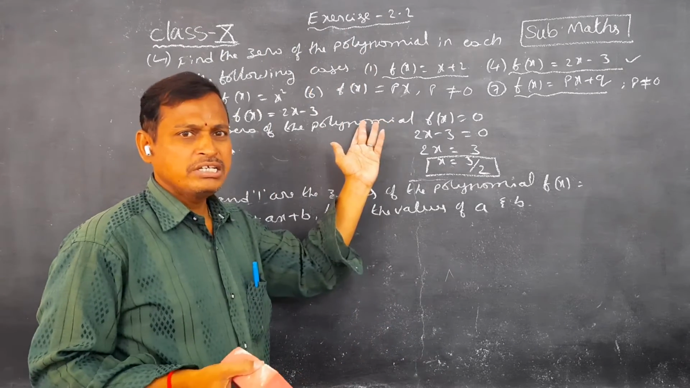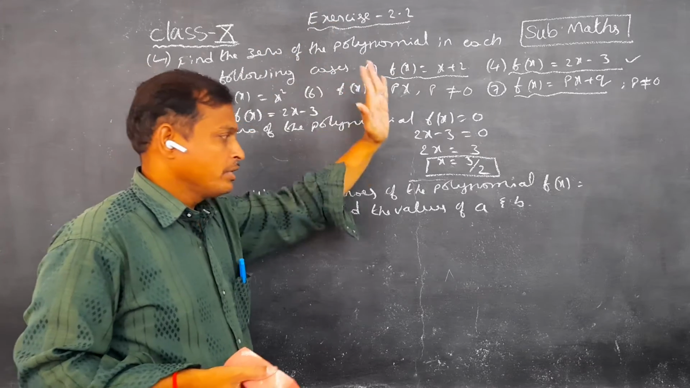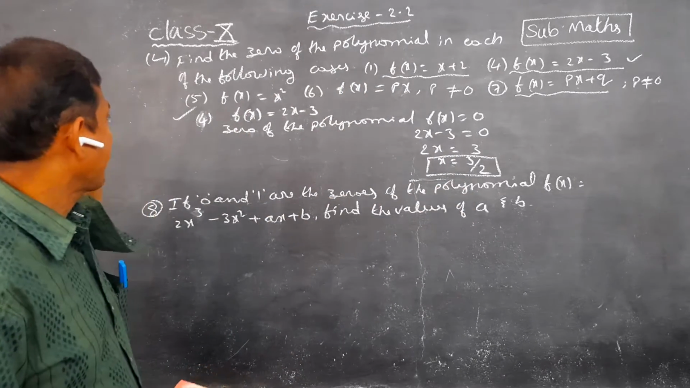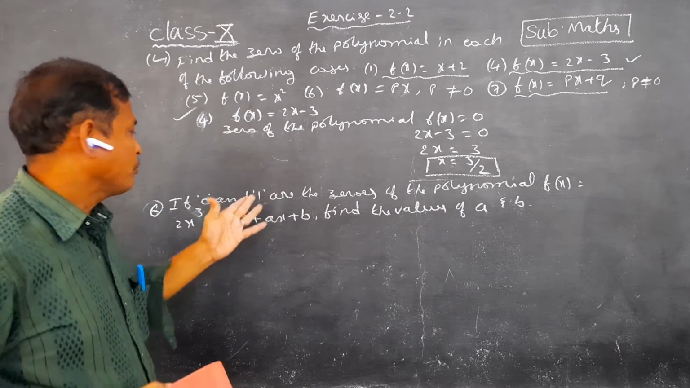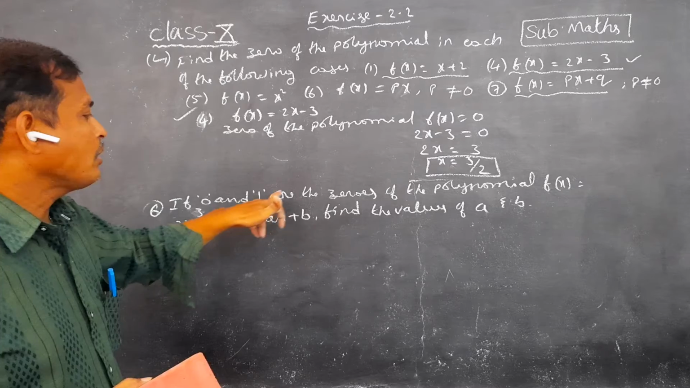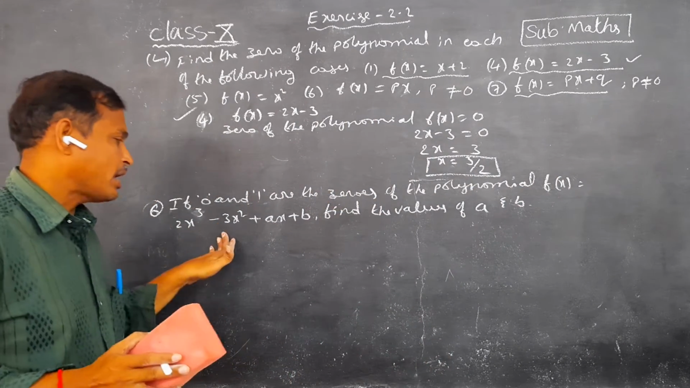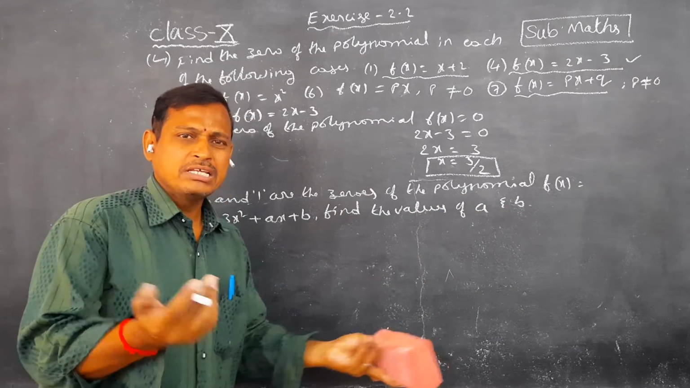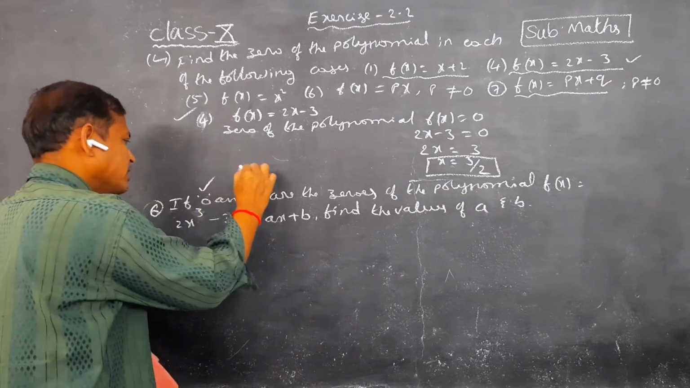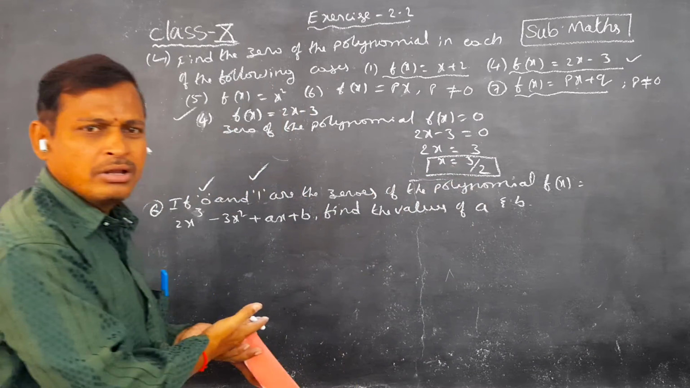These sums are given in 10th class also, children. Okay, next to the 8th sum. Next, the 6th sum, children. In the given question, if 0 and 1 are the zeroes of the polynomial f of x is equal to 3x cube minus x square a plus ax plus b, find a and b values. Very easy, children. We should substitute the given two values in the polynomial equation.